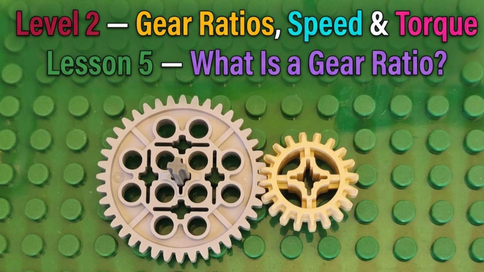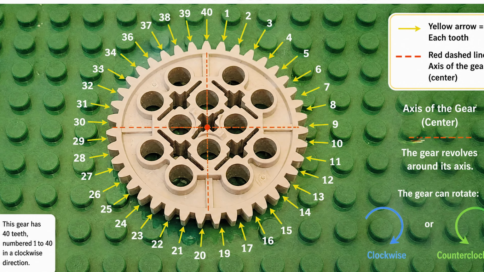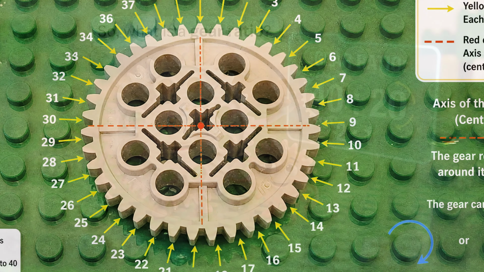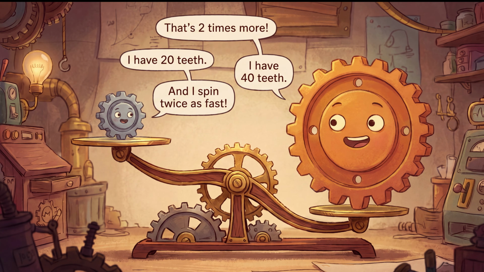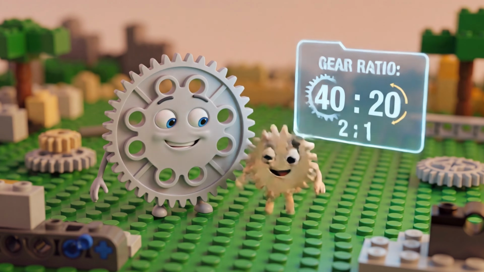In the last lesson, we learned that gears can be identified by the number of teeth they have. Now we can use those numbers to understand something called a gear ratio. So, what is a gear ratio? A ratio is simply a comparison between two values. A gear ratio compares the tooth counts of gears that are working together.